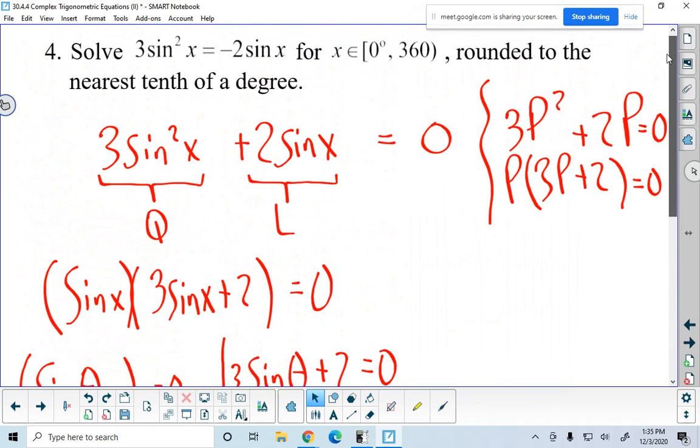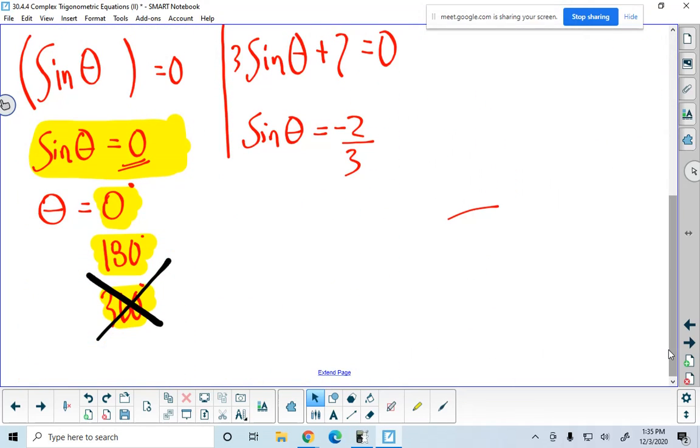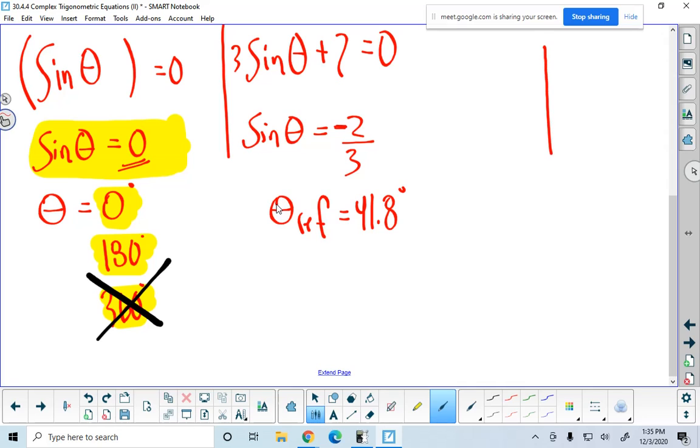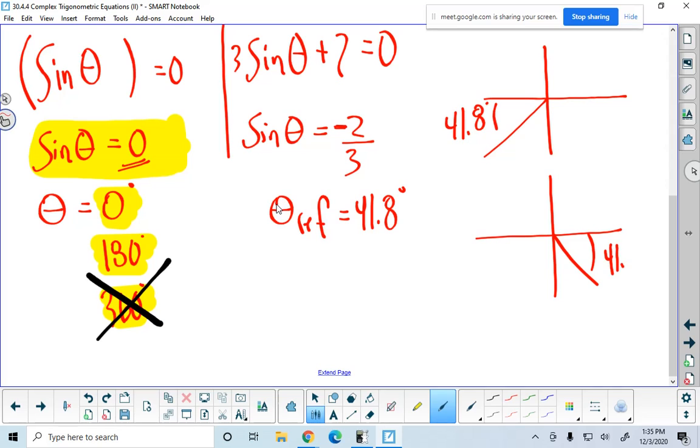I don't know what kind of decimals we want. Nearest tenth. Now we look at the fact that sine is negative, and we identify the two quadrants where sine is negative. That's in quadrant 3 and in quadrant 4, because these are the two quadrants where the y-coordinate is negative and sine is y.